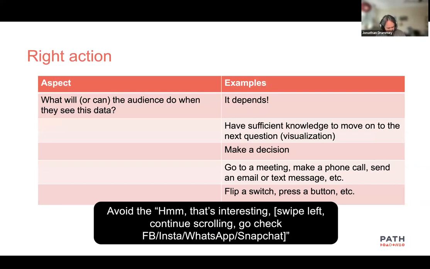So the last piece here is that right action. What is the audience going to do when they see this data? And it depends. Maybe they have enough knowledge to move on to the next question, which might be looking at another visualization. They have enough knowledge to make a decision or set up a meeting where they're going to talk with somebody else and get to that decision. Or maybe there's something physical that they can do.